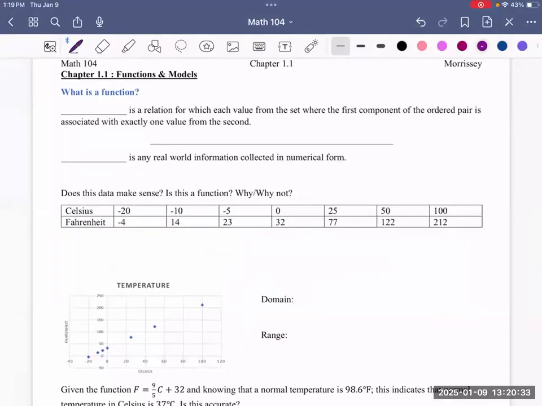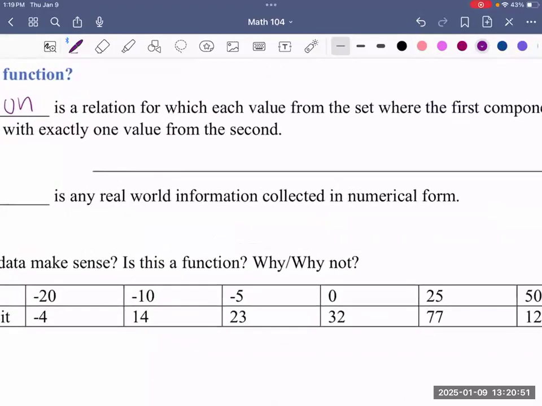So this one is from our textbook. It just says a function is a relation for which each value from the set where the first component of the ordered pair is associated with exactly one value from the second. That is one of the worst sentences possible when coming up with a definition for a function.